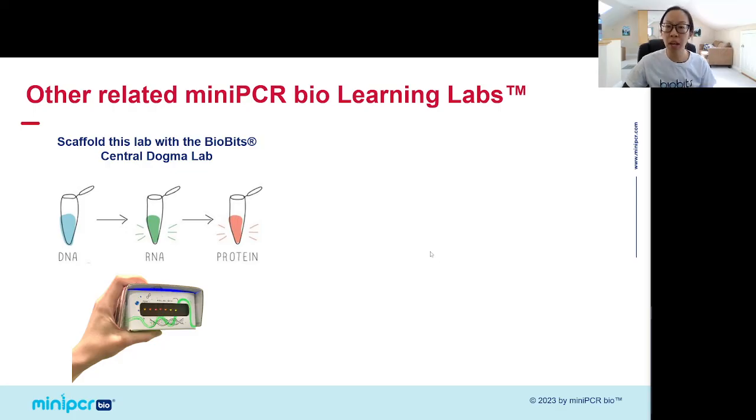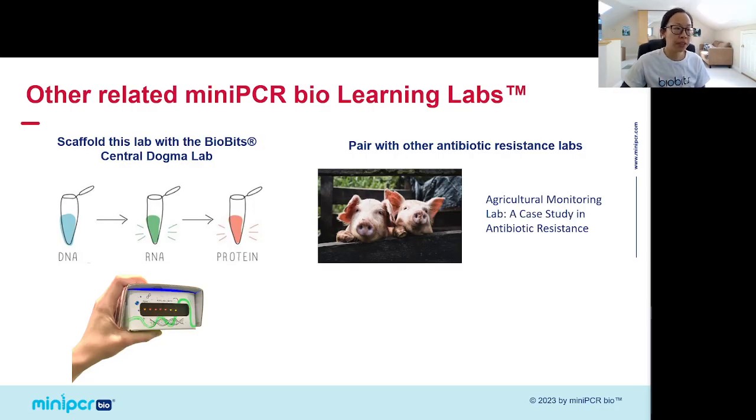And like I said before, if you want to cover the spread of antibiotic resistance, we have 2 other antibiotic resistance labs that pair very nicely with the lab that I showed you today. Our first is our case study lab. This is an agricultural monitoring lab. This is a scenario case-based lab. We're using PCR and gel electrophoresis to determine if there are antibiotic resistance genes in soil samples in a fictional scenario.